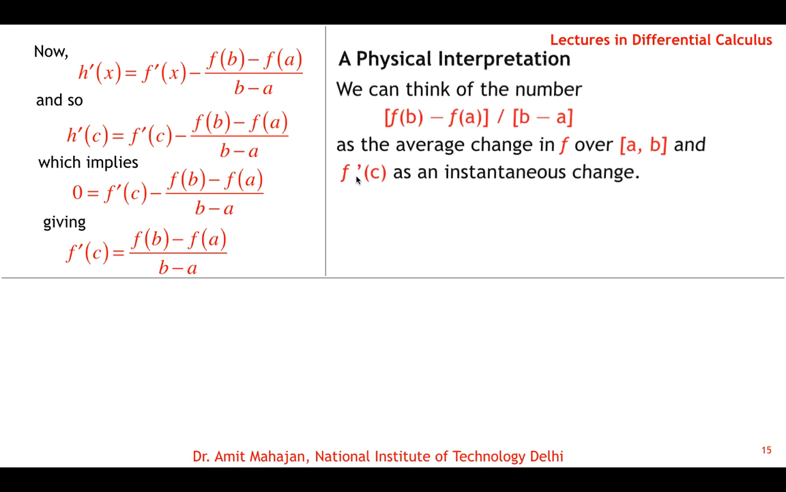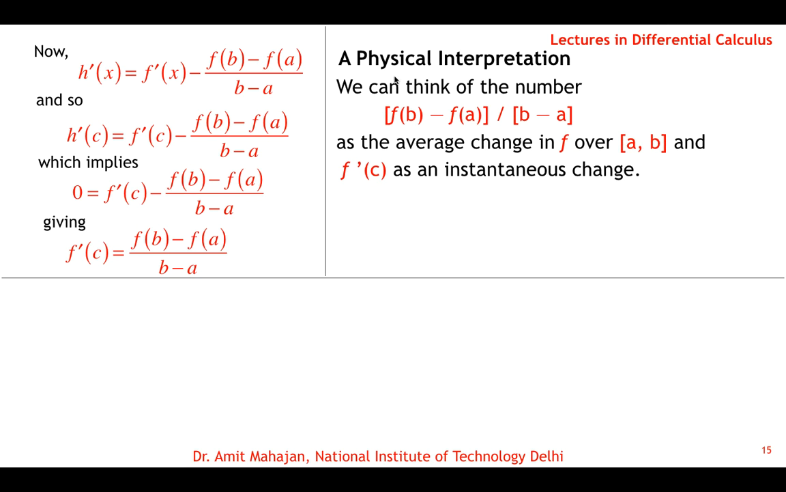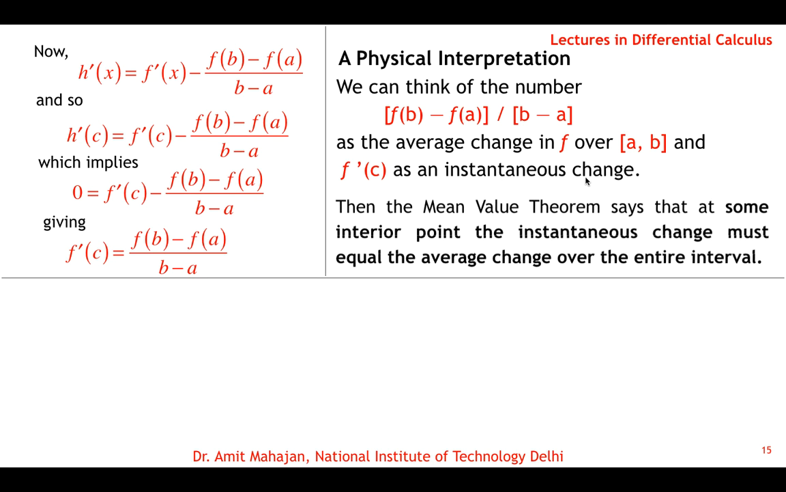We can also interpret it this way: if we think of this number as the average change of the function over [a, b], then the change at a point is the instantaneous change. So the mean value theorem also says that at some interior point the instantaneous change must be equal to the average change over the interval. This is also an interpretation of this result.